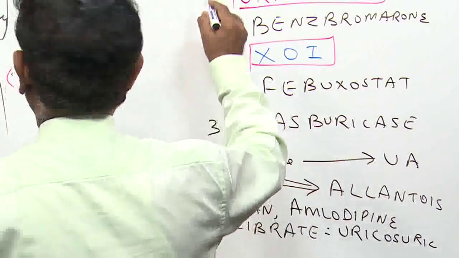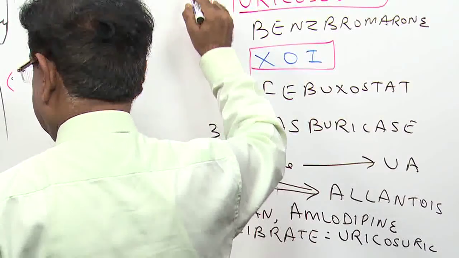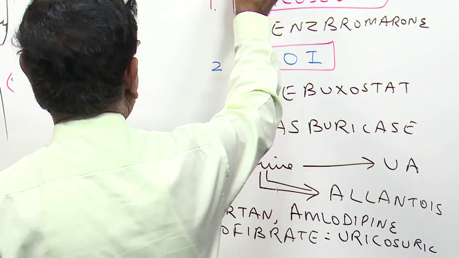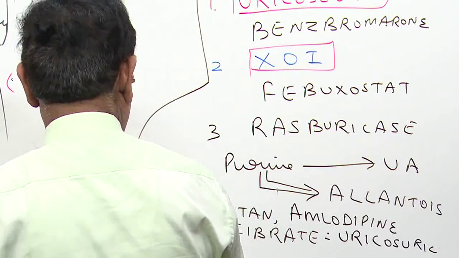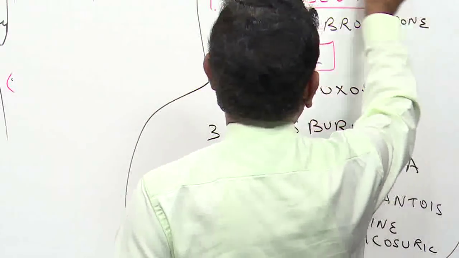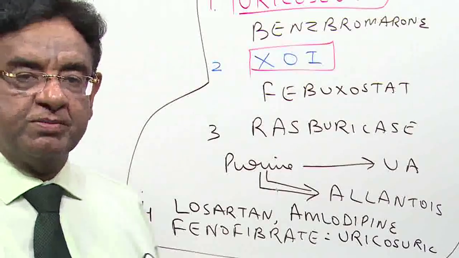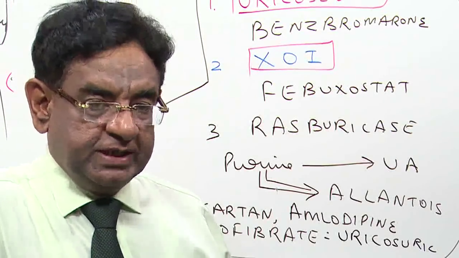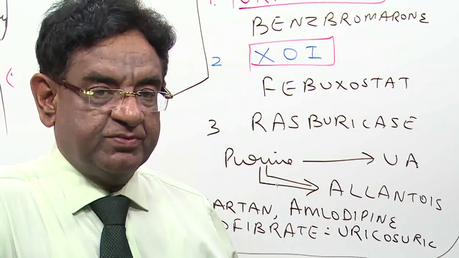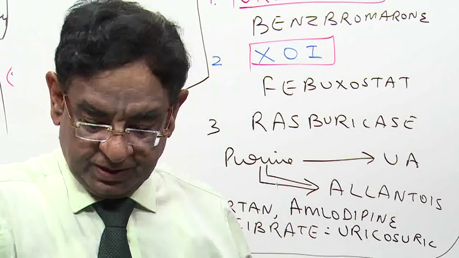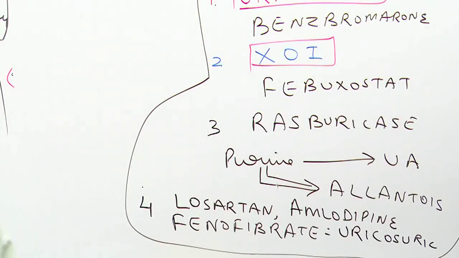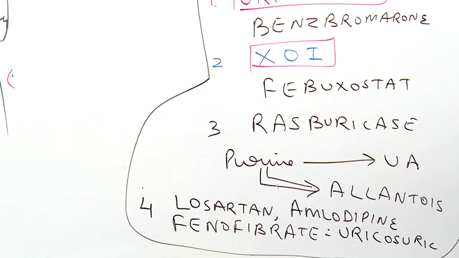This is the box number, I think 11, whatever number it is. Numbering you can do yourself also. The box number 11. These are the currently available drugs for the treatment of gout also. You got many new drugs.